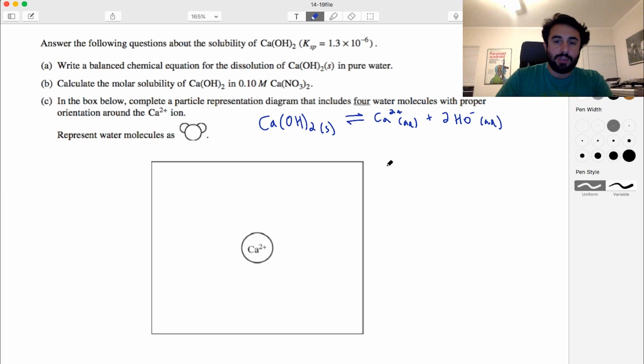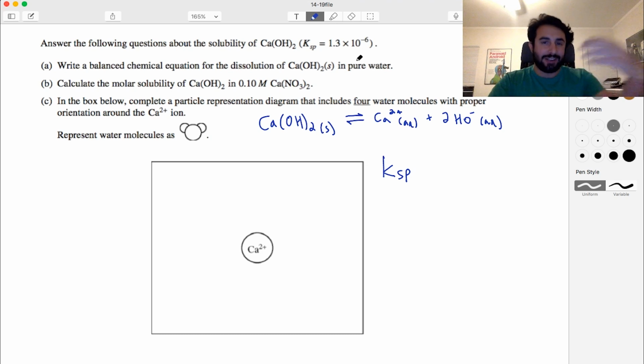So Ksp, we're going to need Ksp here, because the Ksp is telling us how much of this solid is going to dissolve, right? This is telling us to what extent the reactants or products are favored in the equilibrium. This is much, much less than 1, so the solid is dramatically favored. It's not very soluble. But exactly how much is going to dissolve? We use the Ksp to find that out.